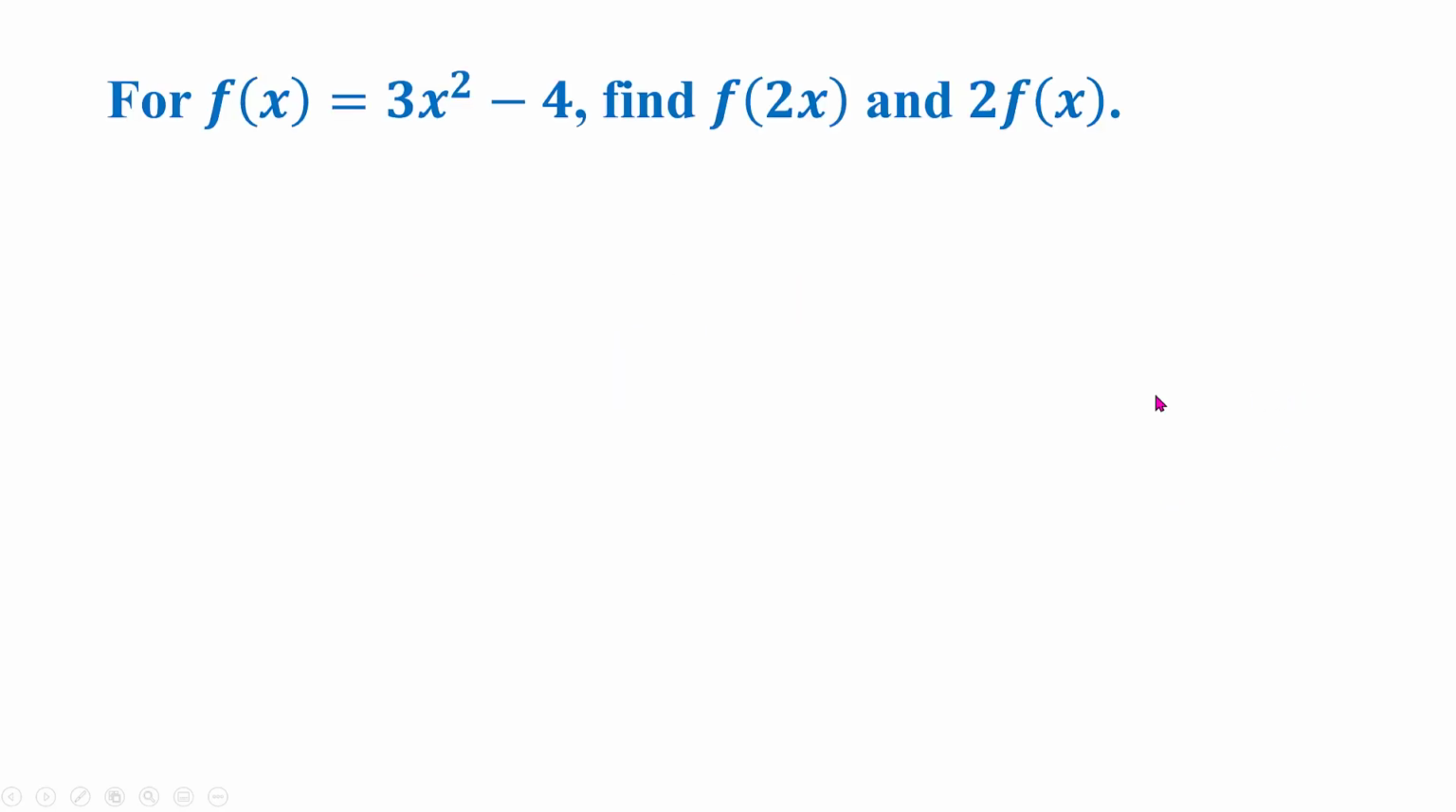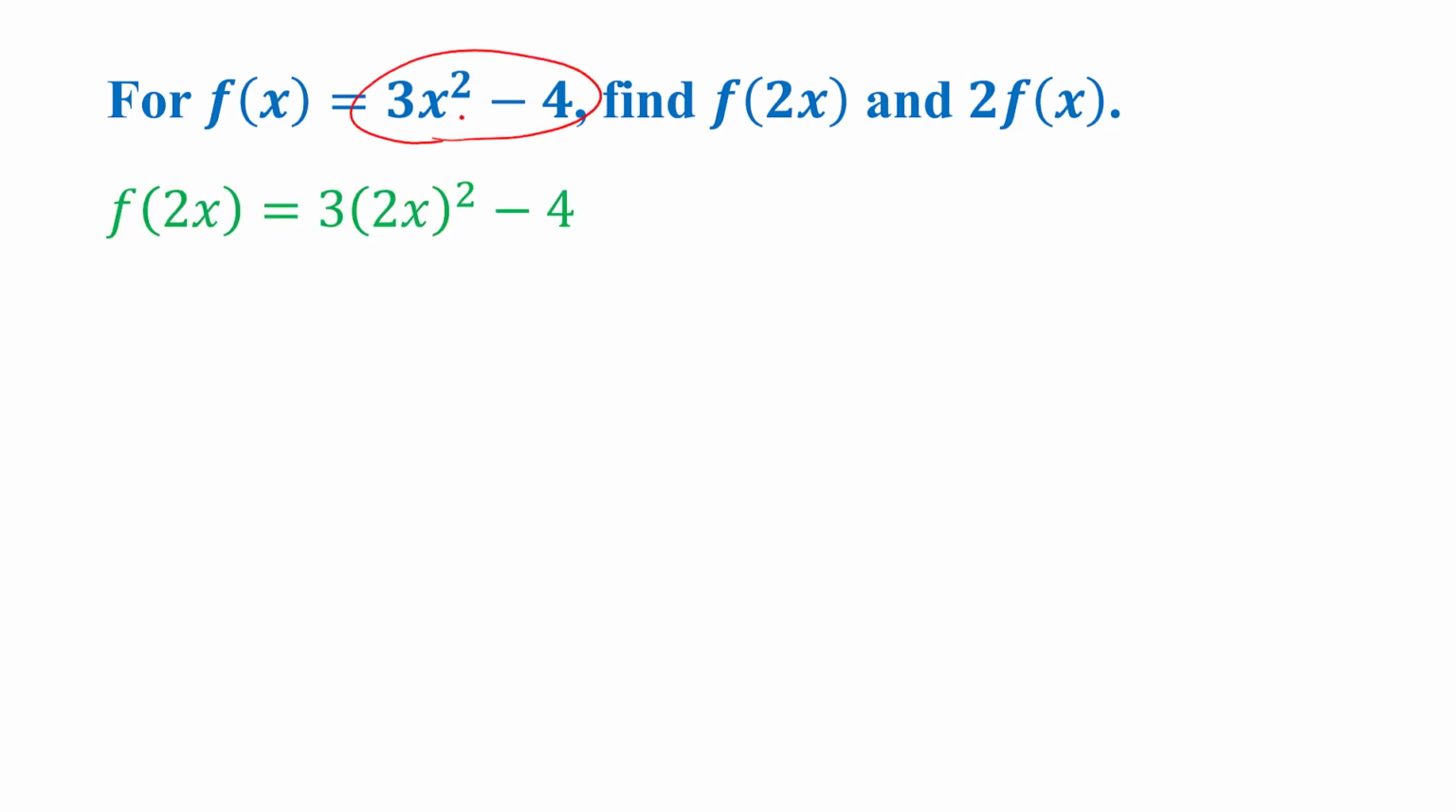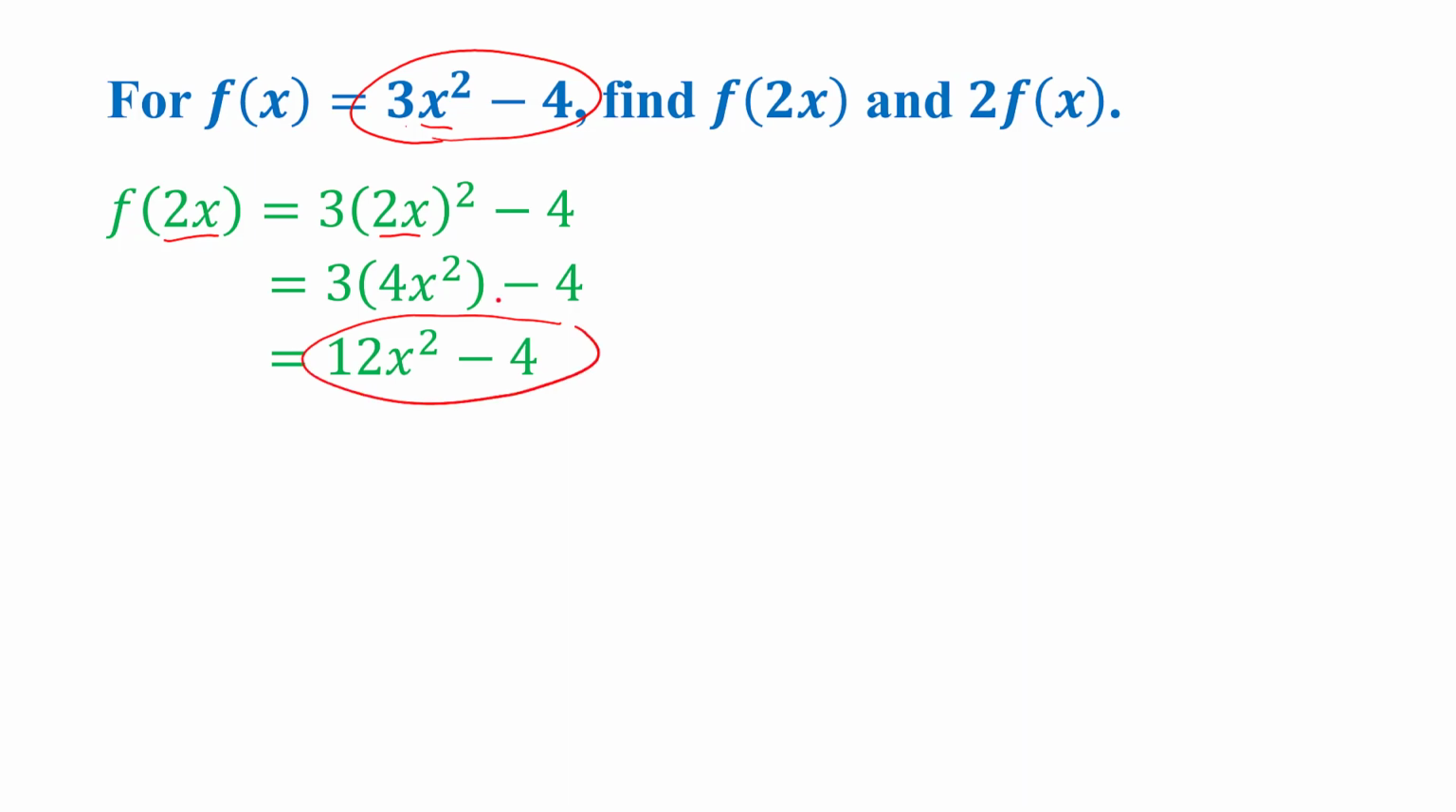To begin with, we have f(x) = 3x² − 4, and we want to find f(2x) and 2 times f(x). f(2x) is equal to, instead of 3x² − 4, 3 times (2x)² − 4. (2x)² is 2 squared times x squared, or 4x². So we have 3 times 4x² − 4, which simplifies to 12x² − 4.